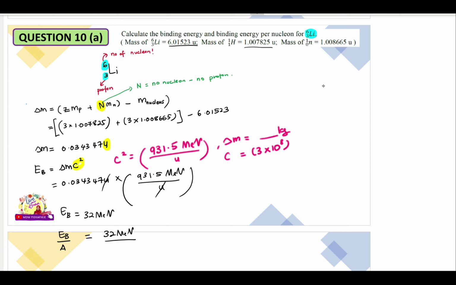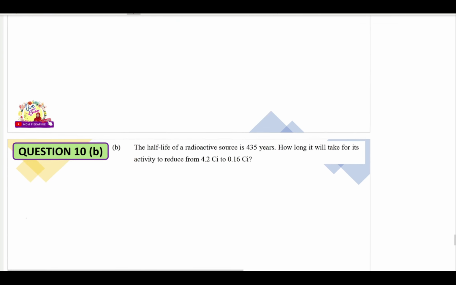Okay. Nukleon number dia tadi berapa? 6. Okay. So, you akan dapatlah jawapan dia 5.33 mega electron volt. Okay. So, this is the final answer. Boleh? Okay. So, itu untuk 10A lah. Soalan 10A. Oh, dia nak 2. Dia nak binding energy. So, ni binding energy. Okay. So, ini adalah binding energy per nukleon. Ada 2 jawapan kat situ. Okay. Jadi, 10B. Okay. Kita pergi dekat 10B pula.